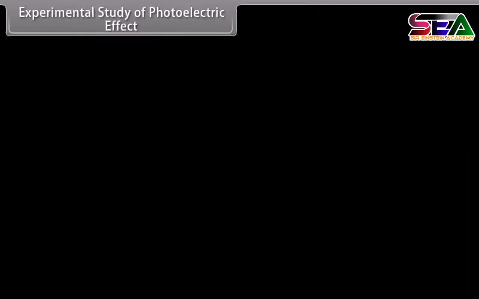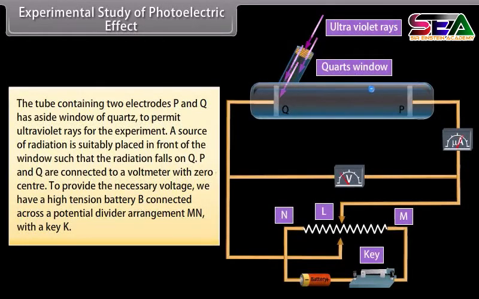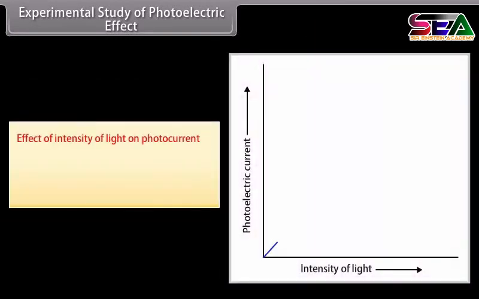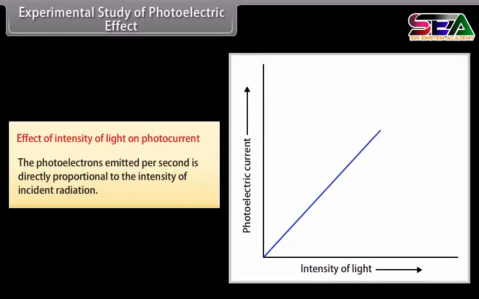Experimental study of photoelectric effect, apparatus and circuit. The tube containing two electrodes, P and Q, has a side window of quartz to permit ultraviolet rays for the experiment. A source of radiation is suitably placed in front of the window such that the radiation falls on Q. P and Q are connected to a voltmeter with zero center. To provide the necessary voltage, we have a high-tension battery B connected across a potential divider arrangement MN with a key K. Effect of intensity of light on photocurrent. The photoelectrons emitted per second is directly proportional to the intensity of incident radiation.